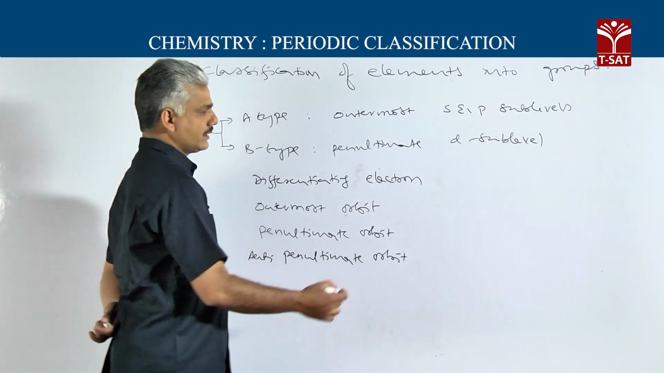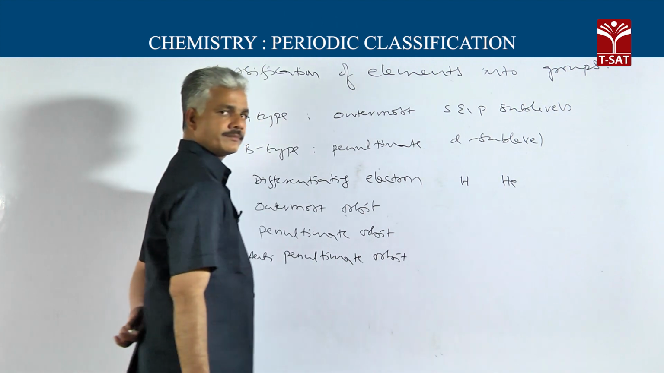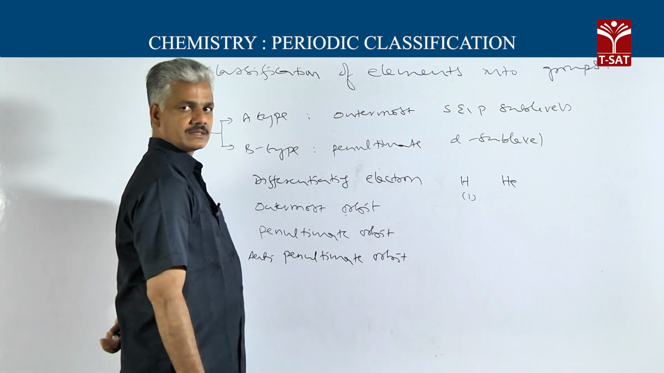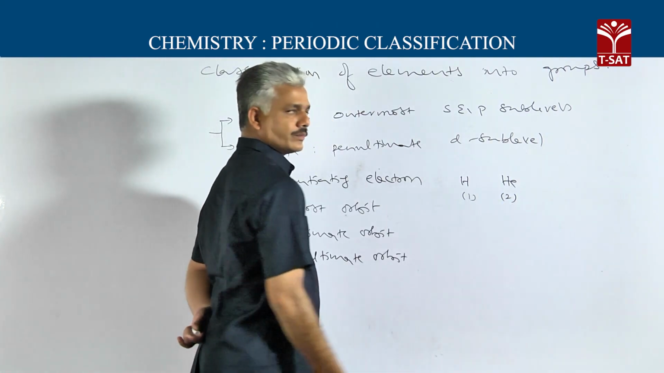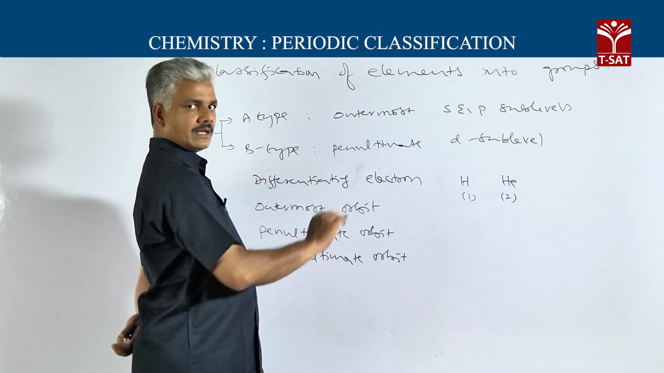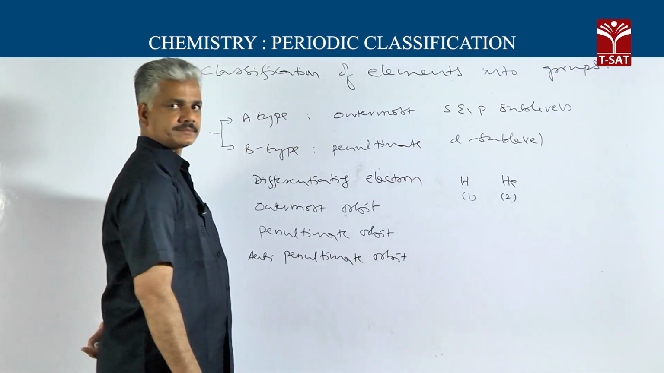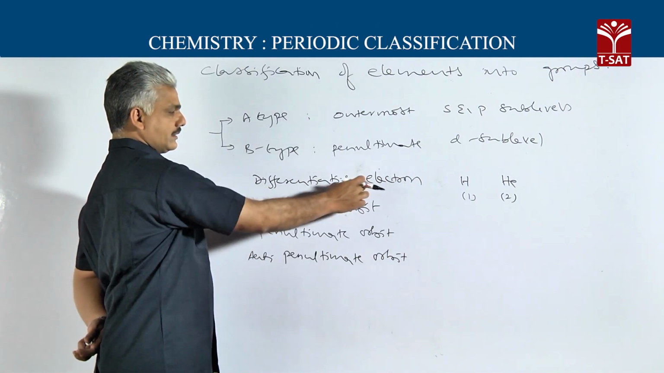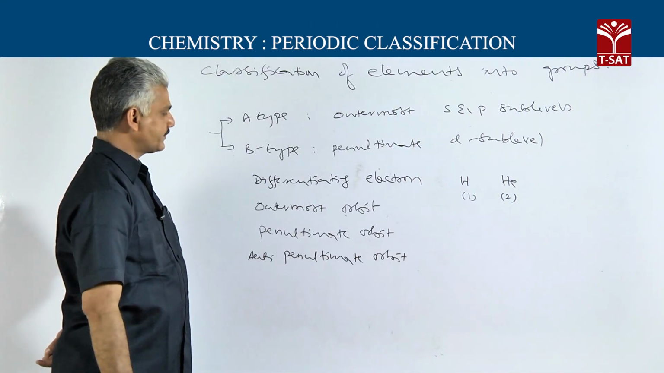Say for example, what makes the difference between the elements hydrogen and helium? The atomic number of hydrogen is 1, that means it has 1 electron. The atomic number of helium is 2, that means it has 2 electrons. So, the second electron makes the difference between hydrogen and helium. So, in the case of helium, the second electron becomes the differentiating electron. Similarly, in the case of other elements also.